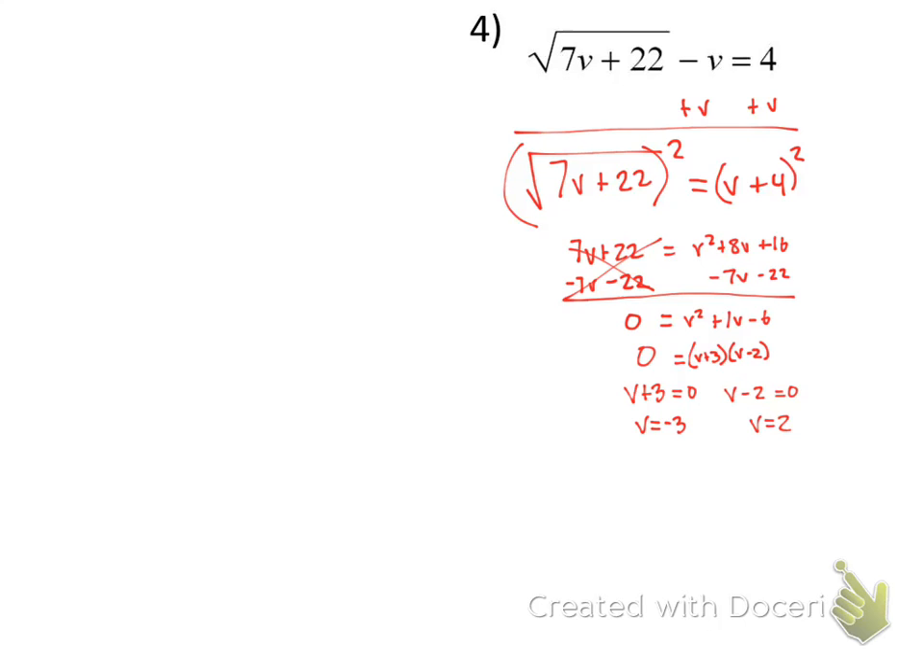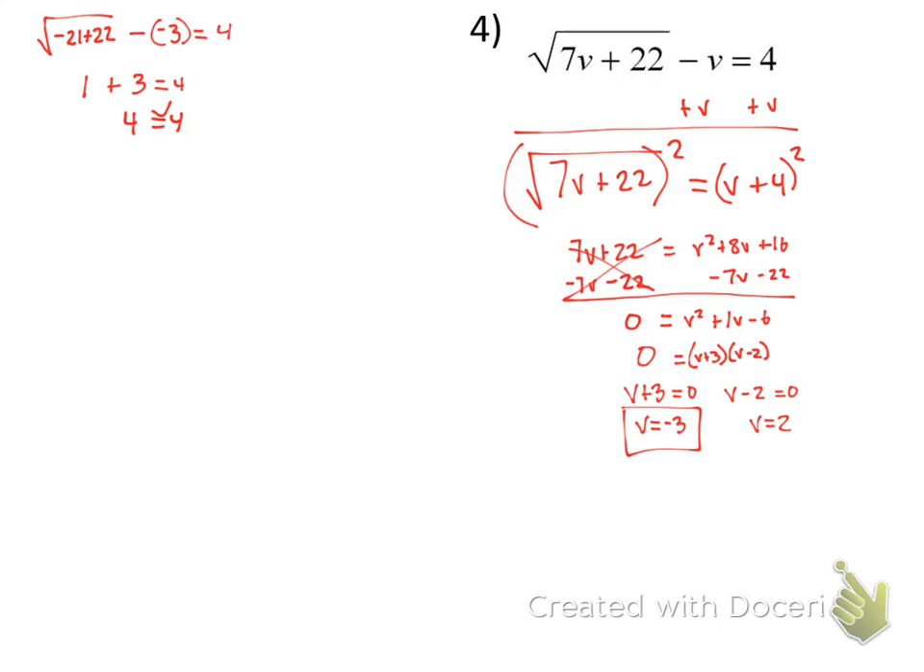Checking your answers, so going back to my original problem, I got the square root of 7 times negative 3, which is negative 21, plus 22, minus negative 3. Remember, you're subtracting a negative 3, is equal to 4. So we got square root of 1 is 1 plus 3 is equal to 4. 1 plus 3 is 4, right? Is 4 equal to 4? Yes. Yep, this is a good solution then. It's not extraneous, so you would box that one.